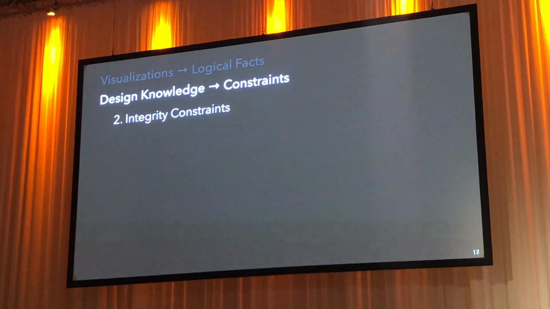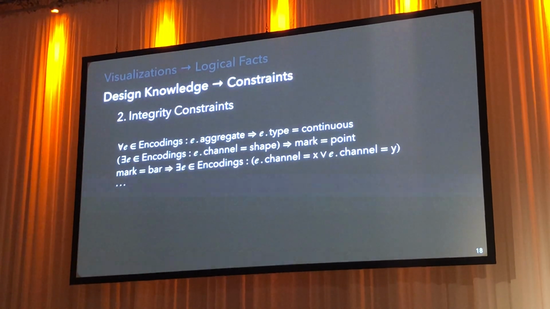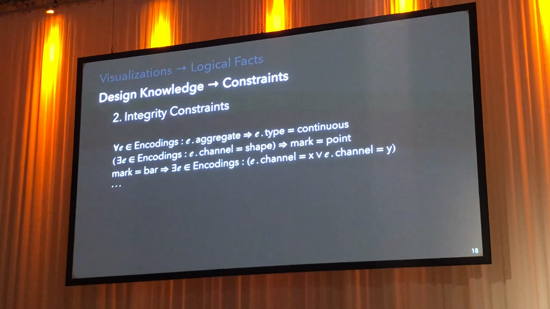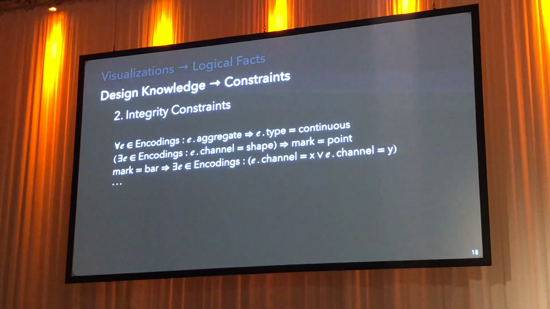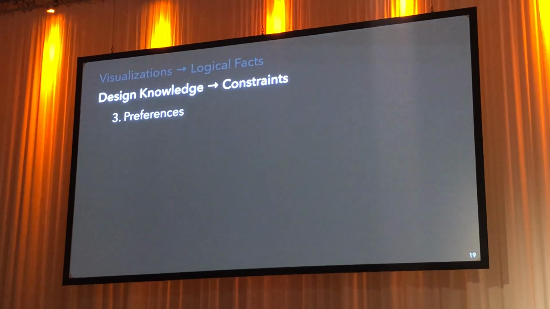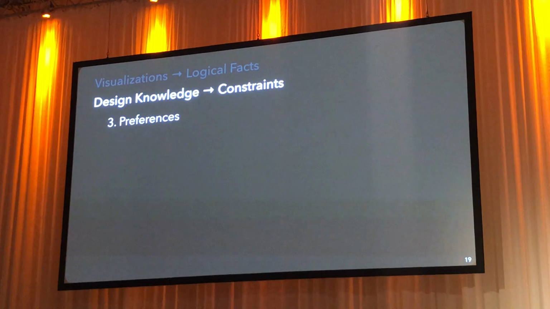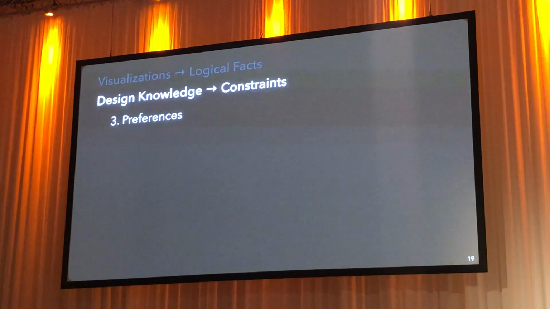And we have a set of these constraints. Here's one that says that if you want to use the chart channel, you have to use the mark point, or a bar chart needs an X or a Y encoding. The third set of constraints are preferences. And these are constraints that allow us to have exceptions to these rules.